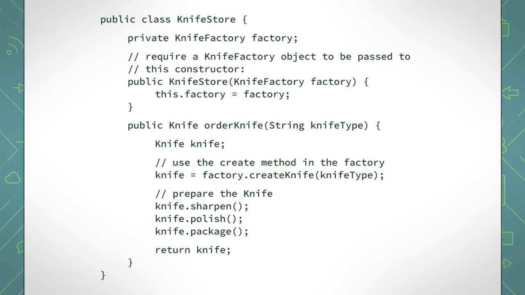Now, this knife factory can be used by the KnifeStore class. In other words, the knife store is now a client of the knife factory. Look at this example. In this example, the knife factory object to use is passed into the constructor for the KnifeStore class. The orderKnife method is very similar to before. However, instead of performing concrete instantiation itself, it delegates this task to the factory object.